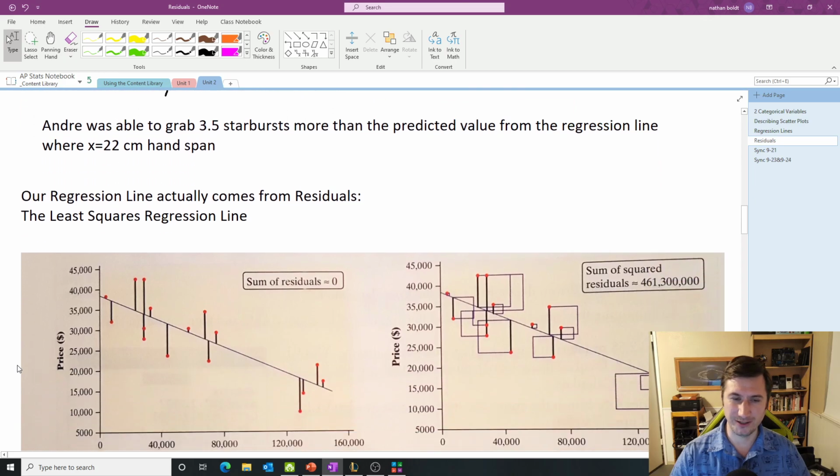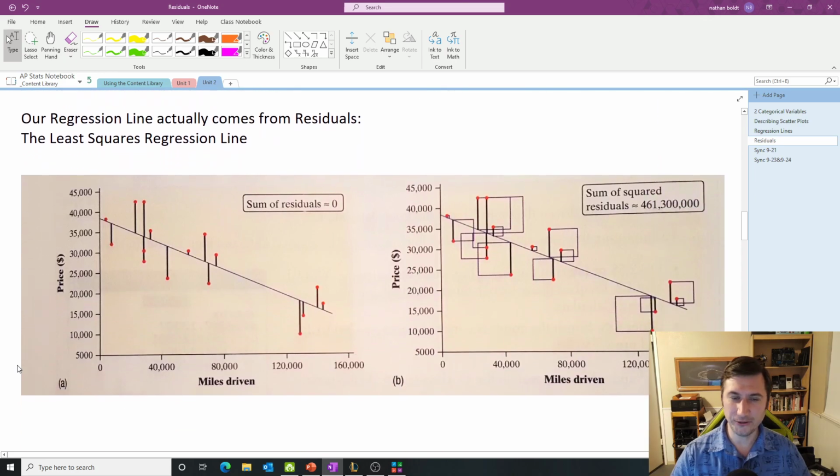Now that regression line, the calculator gives it to you. We've been using it to predict values, to extrapolate values. Well, we shouldn't be doing that, but we do sometimes. Where does it come from? Well, it comes from residuals. Namely, it comes from trying to minimize the residuals as much as possible. Hopefully that makes sense. You don't want your data to be far away from your prediction line, right? So we want it to be as close to the data points as possible. Now here's where we have an issue though.